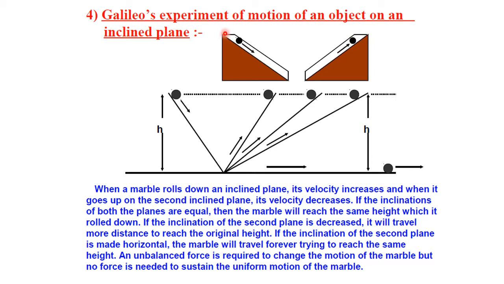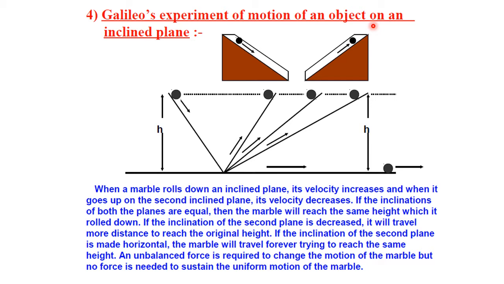That means if this marble is released from this height, it will come down and again reach the same height. And if the inclination of the second plane is decreased, it will travel more distance to reach the original height. That means in order to reach the same height there also, even though the slope is smaller, it will move a further distance to reach its original height.